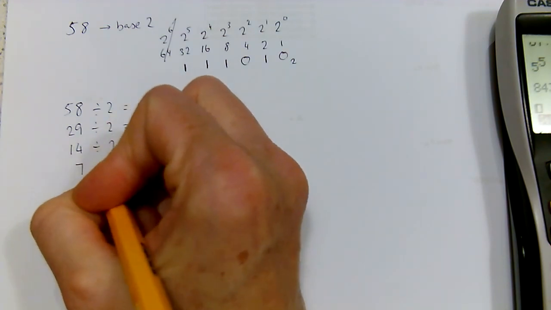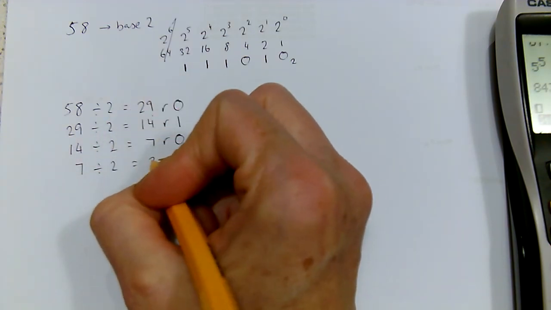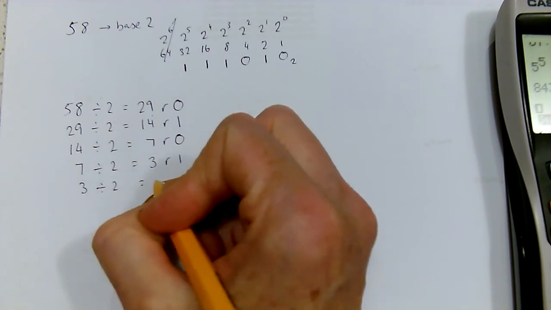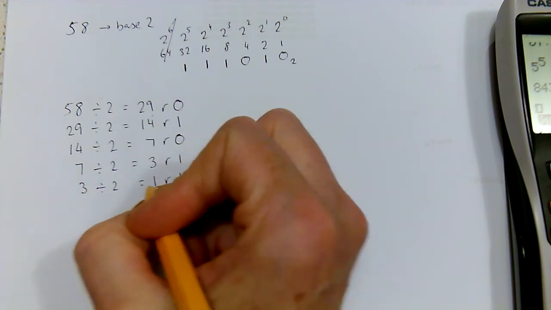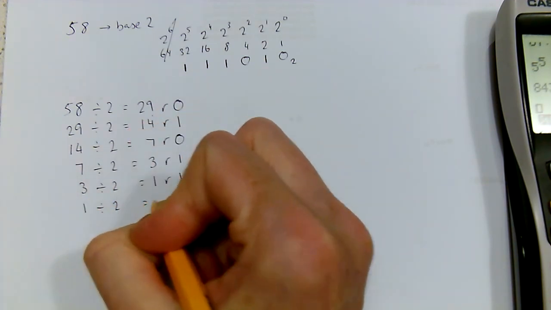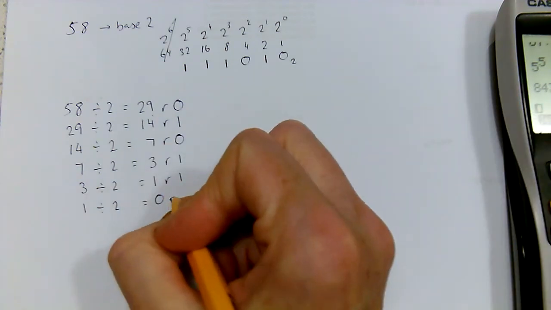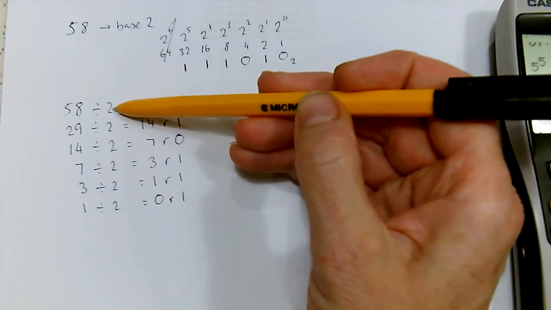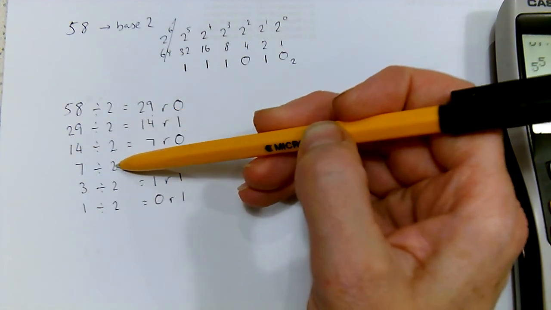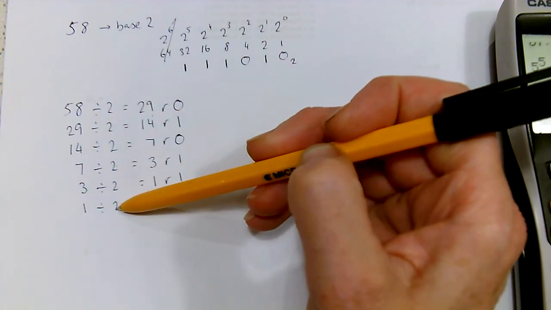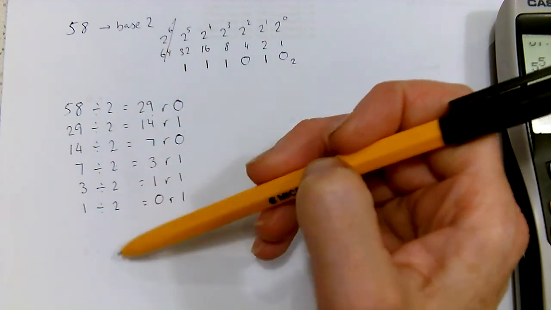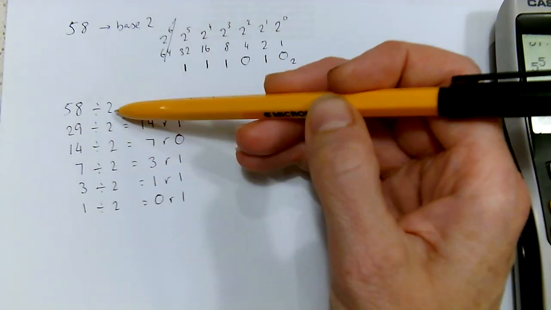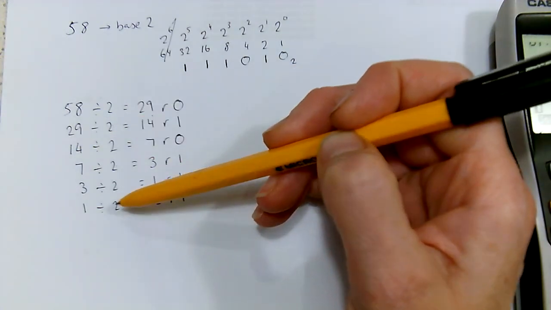So now we've got 7 divided by 2, which is 3, remainder 1. We take the 3. 3 divided by 2 is 1, remainder 1. 1 divided by 2 is 0. We've got nothing left, remainder 1. So if we look down here, we've divided by 2, 4, 8, 16, 32, and 64, just about. So the highest power that we've divided by is at the bottom.